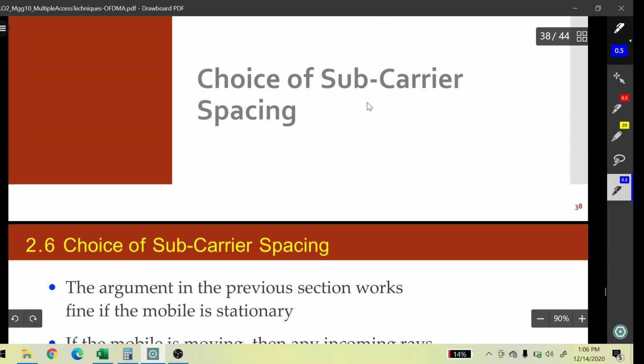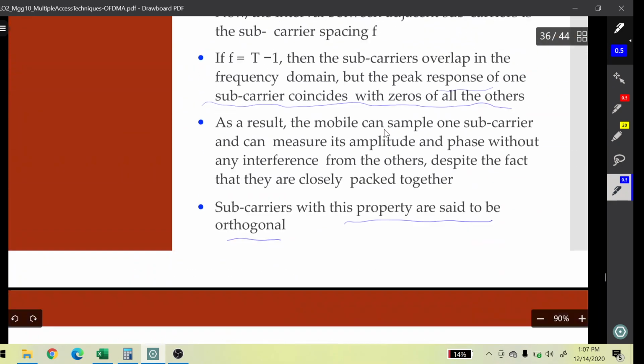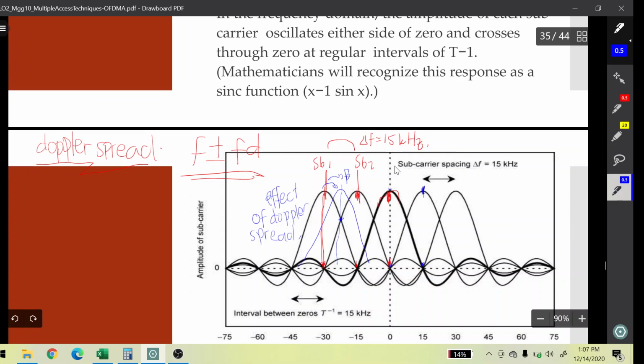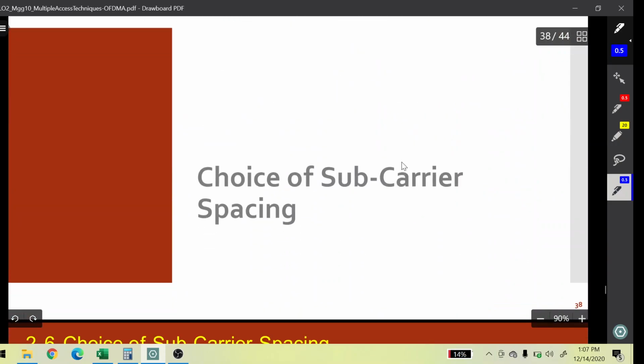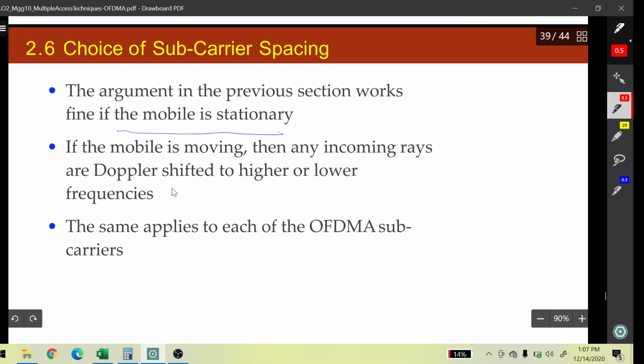Now, choice of subcarrier spacing. How do we choose a subcarrier spacing as large as 15 kilohertz? The argument in the previous section works fine if the mobile is stationary. If the user is not moving, then the previous scenario works well. On the other hand, if the mobile is moving, then any incoming rays are Doppler shifted to a higher or lower frequency. We have already discussed earlier that the LTE system suffers from mobility or Doppler shift.